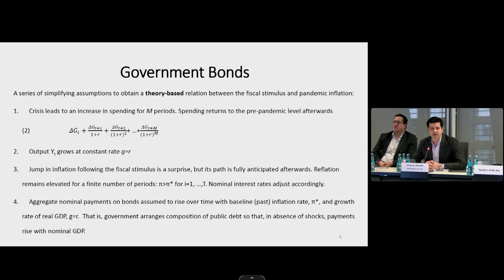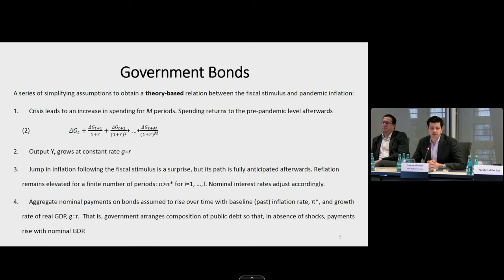The first one is that we suppose that there are M periods, think about the post-pandemic episode, during which governments spend significantly more than what they would have done otherwise. So think about a pre-pandemic trend that would tell you how much governments typically spend. We can measure the excess spending as a result of the increase in spending observed pre and post COVID.